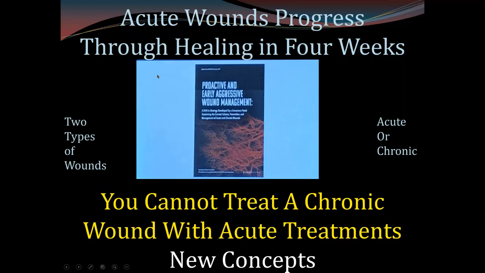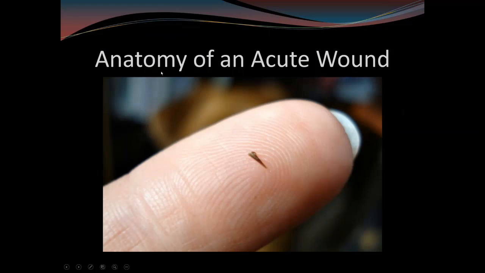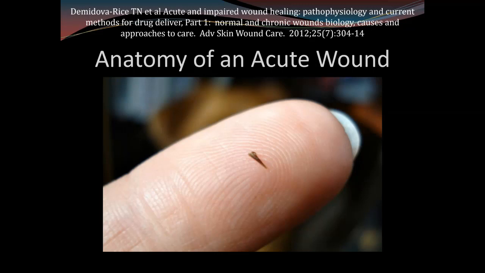Now, what's an acute wound? This is an acute wound. You get a splinter in your finger, that's an acute wound. Now, if you are not really familiar with this terminology, Dimitrova and Rice, and I'll leave this article up for you a little bit. You can just Google Dimitrova Rice, and it's about wound healing pathophysiology. This is probably one of the best articles, if you're not really familiar with these differences, to look at and begin to get a better understanding. What this article is going to talk to you about is the difference between acute and chronic wounds.